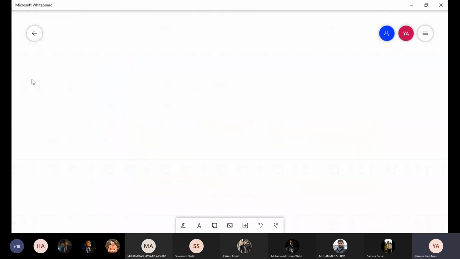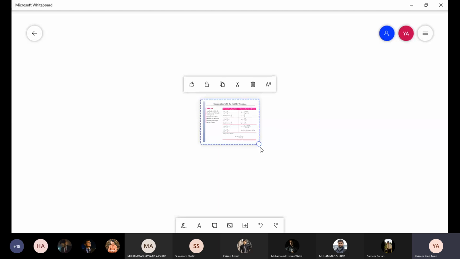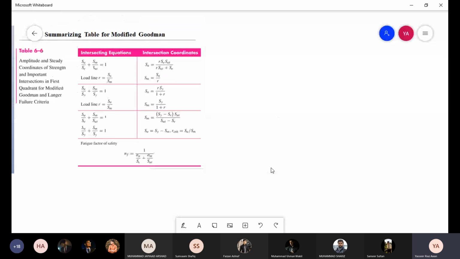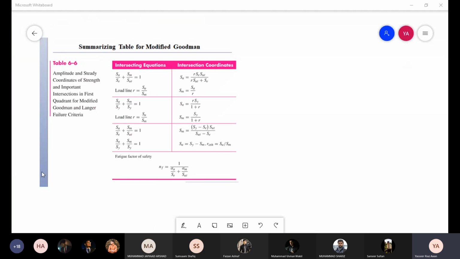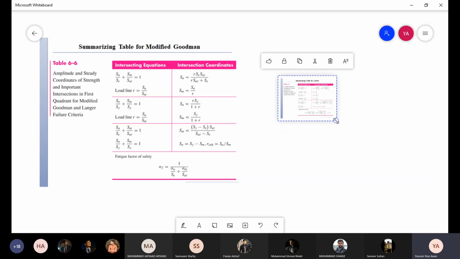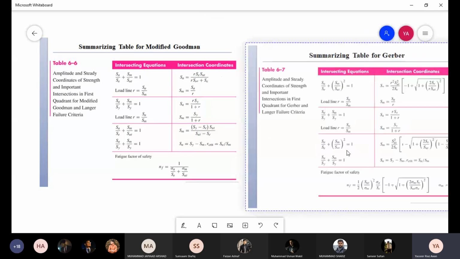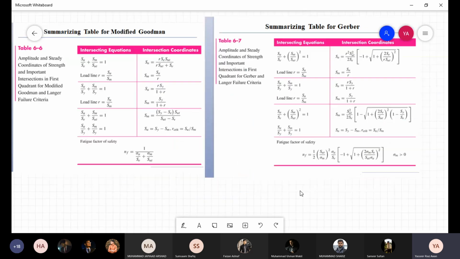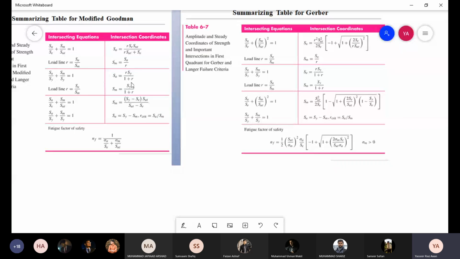And for the common criteria, that is Gerber and modified Goodman, you have these tables that are given in your book. So tables 6.6, 6.7 and 6.8. Here you can see the safety factor that you have to use for fatigue. So this is the line equation and this is the fatigue factor of safety. This is the line equation and this is the fatigue factor of safety.